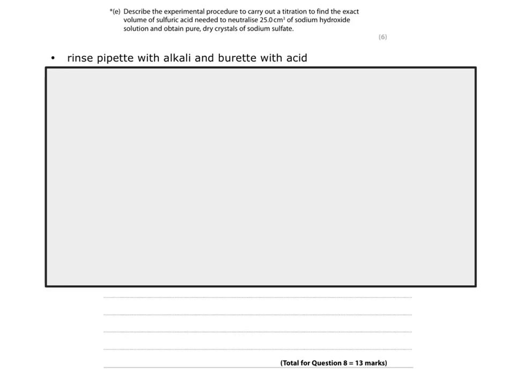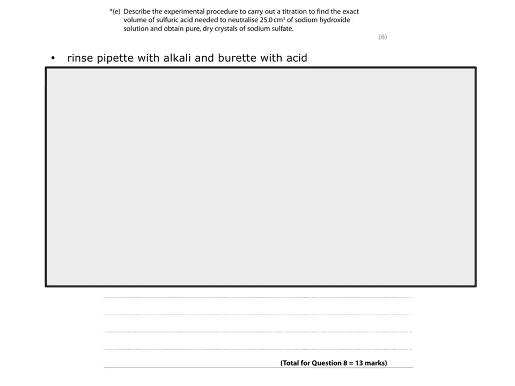So we rinse the pipette with the alkali, and the burette with the acid. As it's the 25.0 cm cubed of alkali that's going in the conical flask, we always put the exact amount of something using a pipette, and then we're adding the acid with the burette. That's what we're going to be measuring as our titre, how much acid it took to neutralize 25.0 cm cubed of sodium hydroxide.